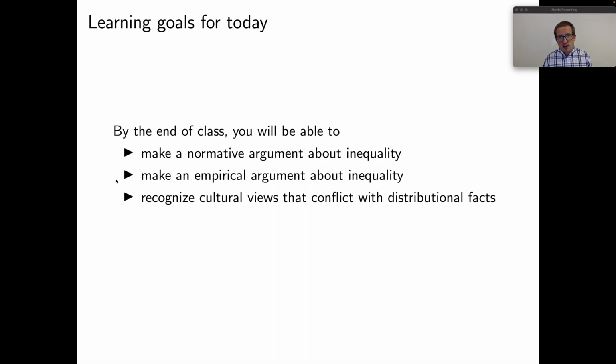There's a few learning goals for today. In particular, at the end of this class, you should be able to make a normative claim about inequality, make an empirical argument about inequality, and recognize cultural views that might conflict with empirical distributional facts about how incomes are distributed in the United States and elsewhere.